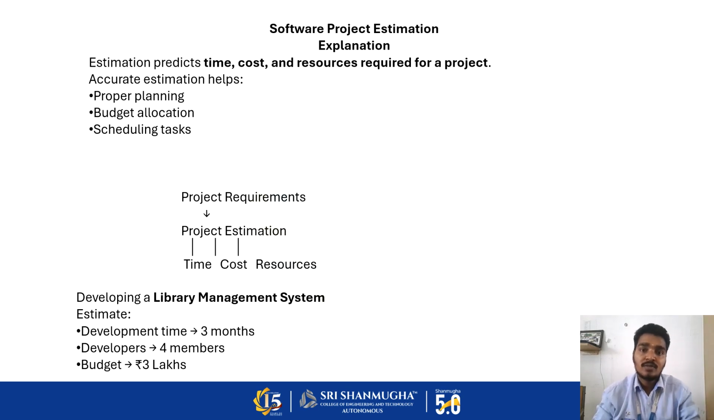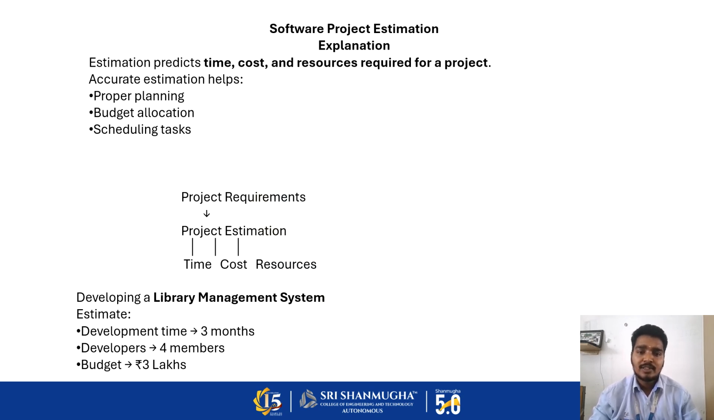Next we see software project estimation. Estimation predicts the time, cost, and resources required for a project. It helps give proper planning, budget allocation, and task scheduling. First of all, you see the project requirements and the project estimation. And estimation is based on these three kinds of methods: time, cost, and resource.